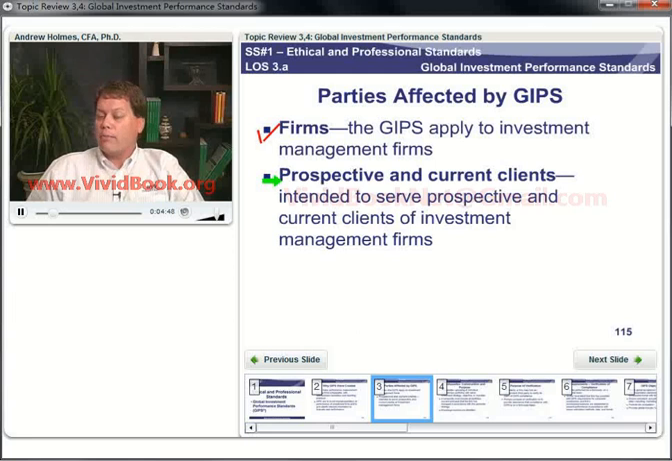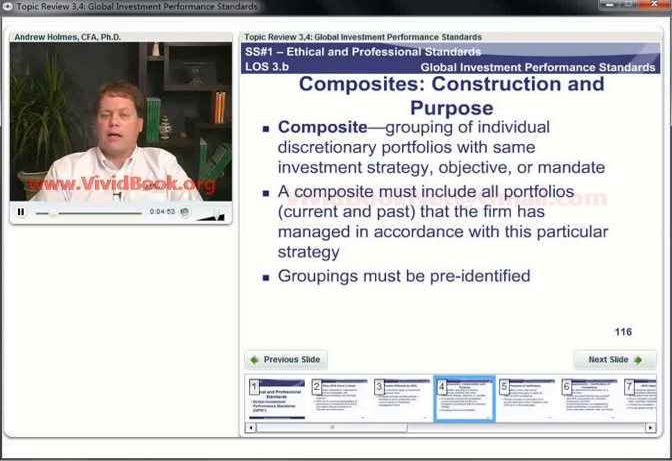So there are other parties to this arrangement, but these are the two intended parties in terms of the whys about the presentation under GIPS. All right, so what about composites?